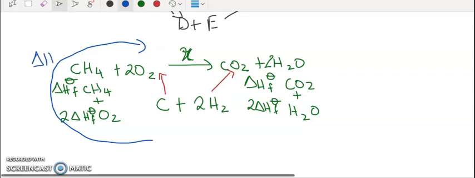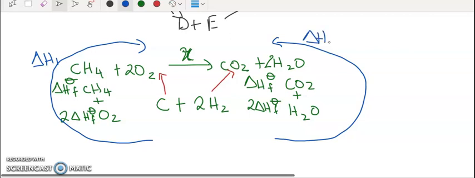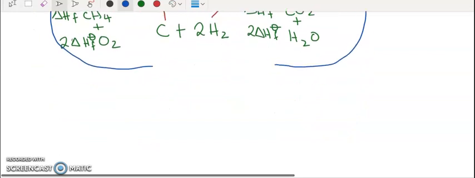Therefore, we'll call it delta H1. And this one particular arrow is going in this direction, so we'll call that delta H2. Now from Hess's law, it stated that the total enthalpy change for a reaction is independent of the route taken. Therefore, delta H1 is equal to delta H2, although they are completely different paths.